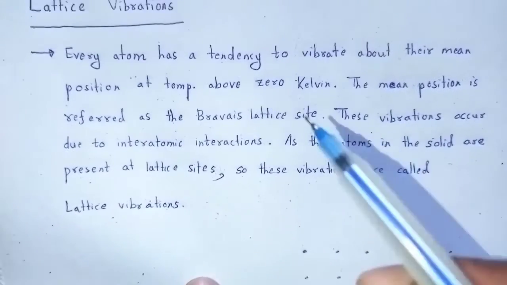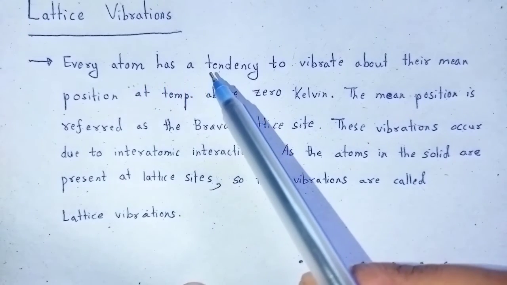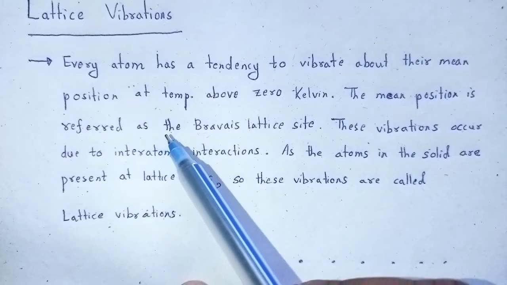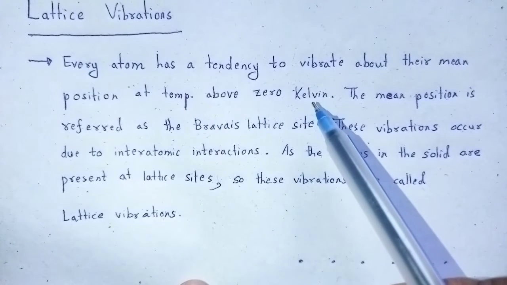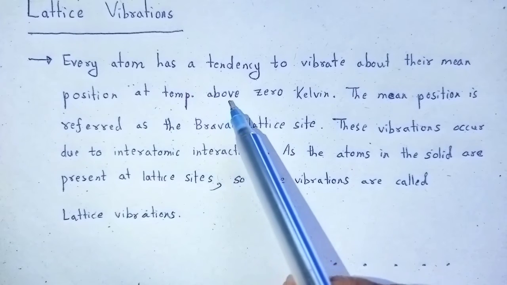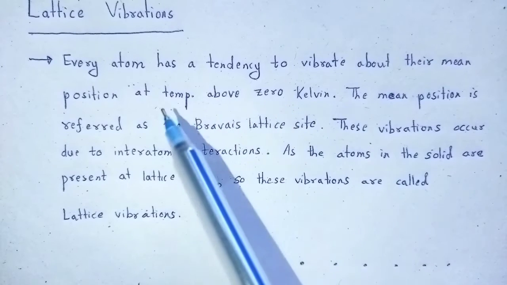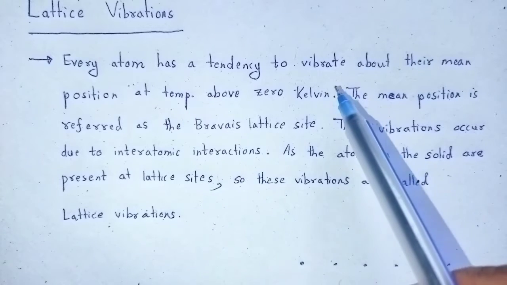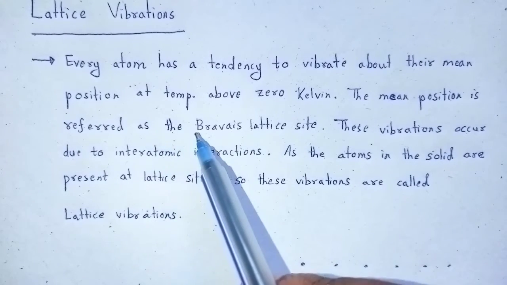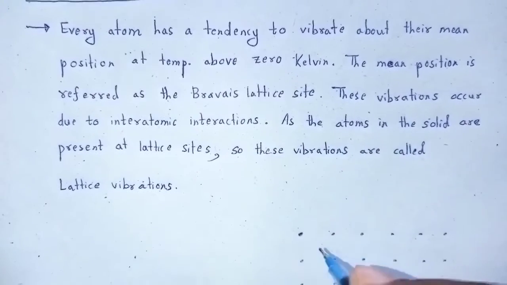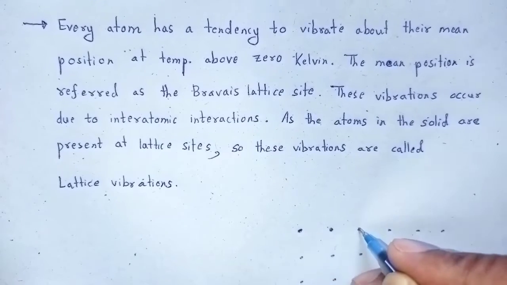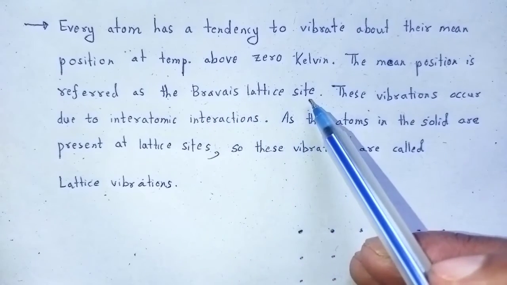So, what is lattice vibrations? Every atom has a tendency to vibrate about its mean position. What is the condition? At temperature above 0 Kelvin, meaning there will be some kind of temperature, every atom can vibrate about its mean position. The mean position is referred to as the Bravais lattice site.